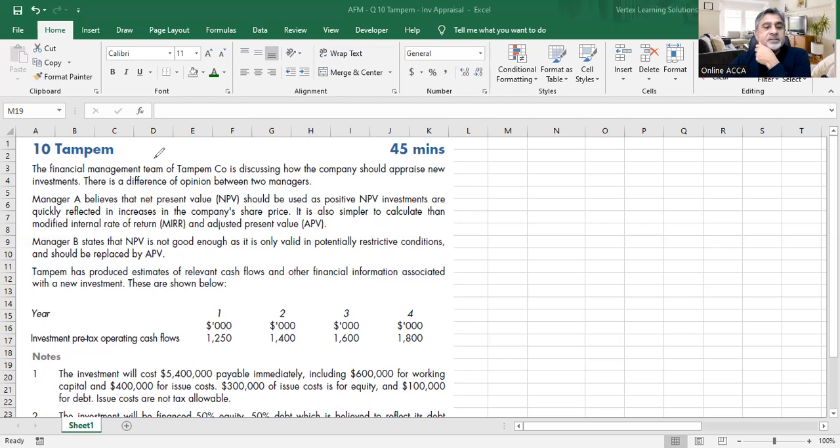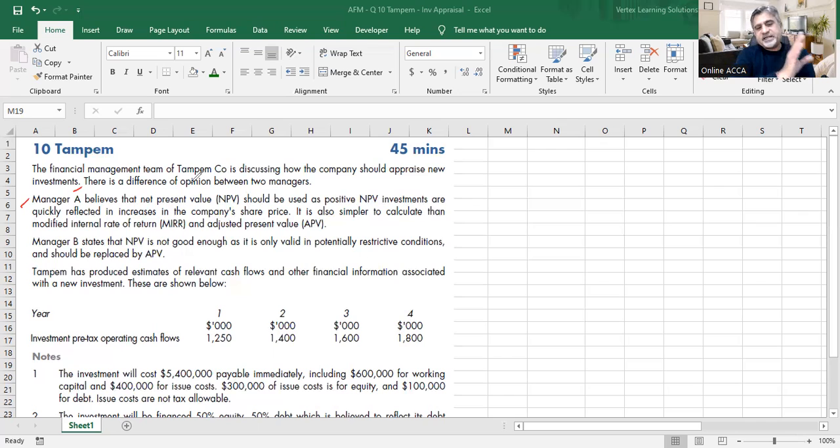It says that the financial management team of Tampem company is discussing how the company should appraise new investments. Not only one investment, but generally how they should be doing it. There is a difference of opinion between two managers. Manager A believes that net present value should be used as positive NPV investments are quickly reflected in an increase in the company's share price. This is true. It is also simpler to calculate than modified internal rate of return, MIRR. This is also true. And adjusted present values. This is also true. NPV is actually simpler and easier to calculate.